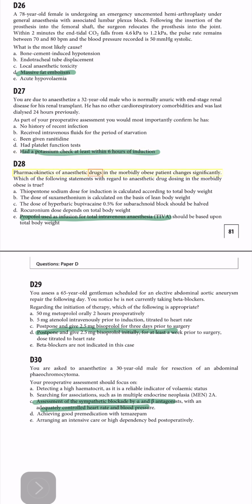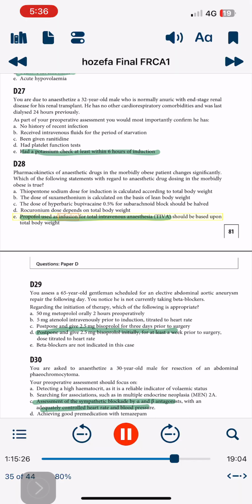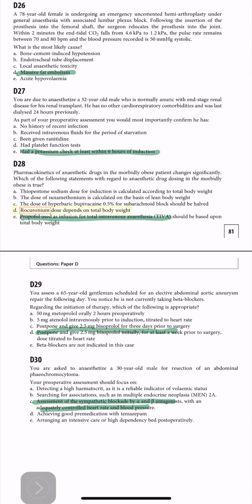D28. Pharmacokinetics of anesthetic drugs in the morbidly obese patient changes significantly. Which of the following statements with regard to anesthetic drug dosing in the morbidly obese is true? Propofol used as infusion for total intravenous anesthesia, TIVA, should be based upon total body weight. D29. Rocuronium dose depends on total body weight. E. Propofol used as infusion for total intravenous anesthesia, TIVA, should be based upon total body weight.